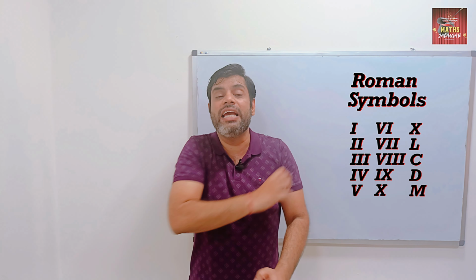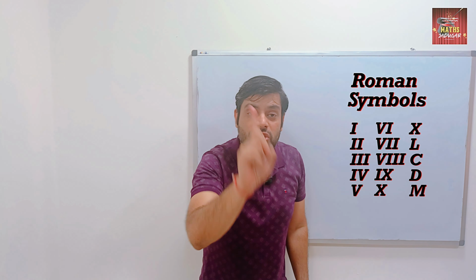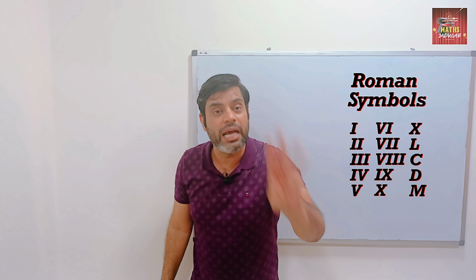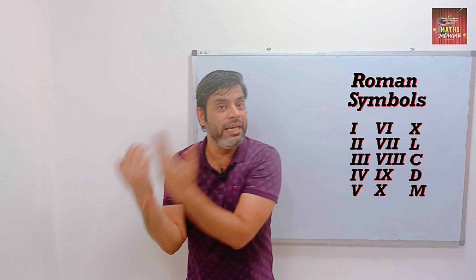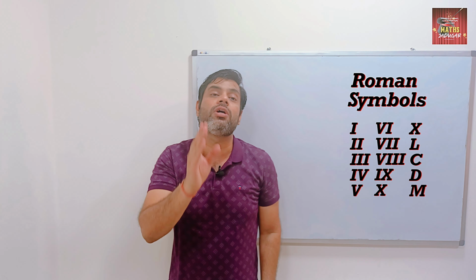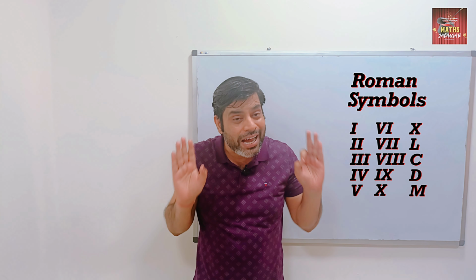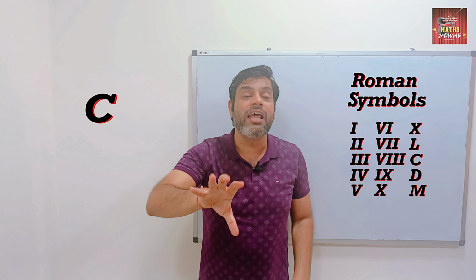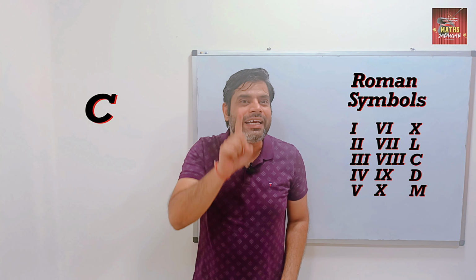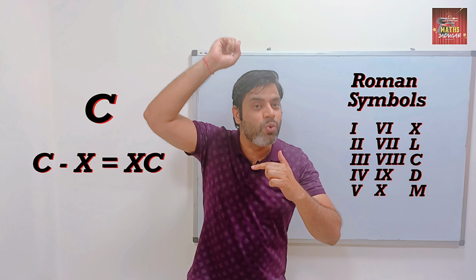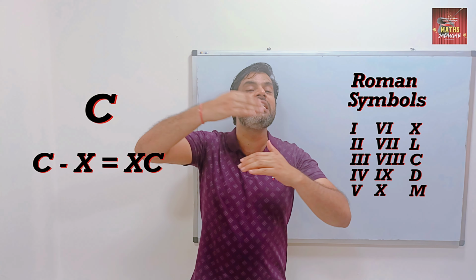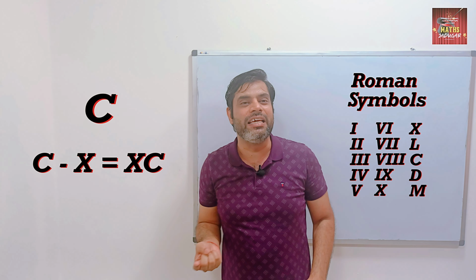Now we are at 90. I need a new symbol. L is allowed 1 time. XXX, 3 times I used. IX, I am already at 9. Now I need a new symbol because I cannot put X 4 times. C for 100. What can I subtract from 100? 10, because 10 can be subtracted. The rule is from the two immediately higher symbols, that is L and C.